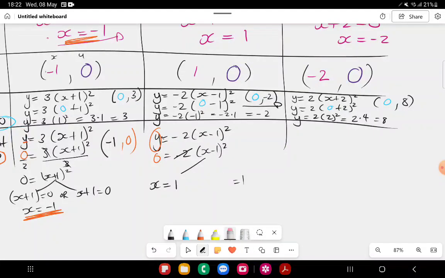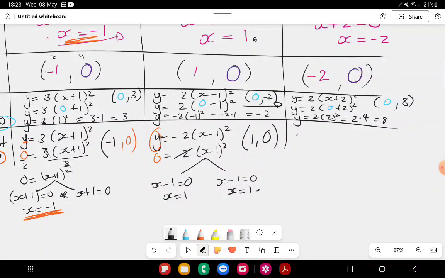Okay, let me do it properly. So we're going to say x minus 1 equals 0, so x equals 1. And x minus 1 equals 0, so x equals 1. Again, this one and that one are the same. So here your coordinate is 1, 0.